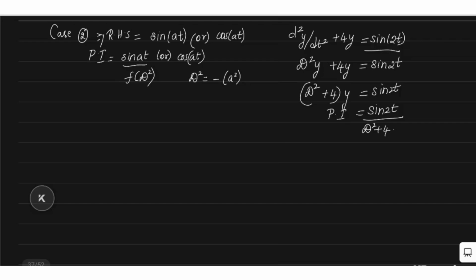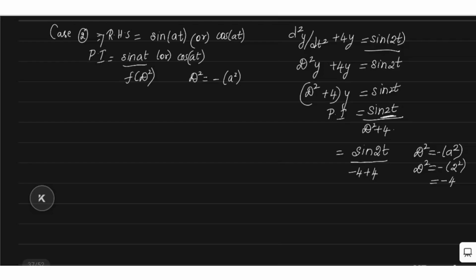Coming to the problem, I have sine of 2t. What is my D square here? D square is nothing but minus of a square, where a is the coefficient of t in the function. Here I have 2t, so t's coefficient is 2. So D square is equal to minus of 2 square, which is equal to minus 4. Now when I substitute, I get minus 4 plus 4. So when I get 0 in the denominator, what do I have to do?